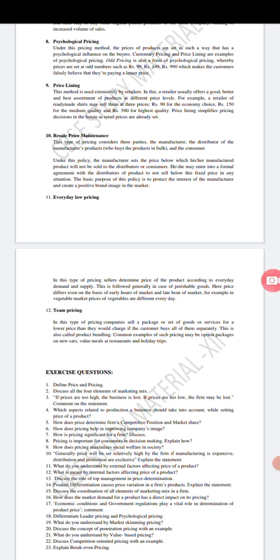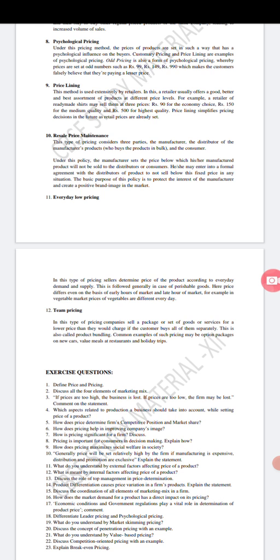Let's study the definition. This type of pricing considers three parties: manufacturer, distributor of manufacturer's product. I told you distributor means wholesaler, retailer. Same is written here. Wholesaler, as we know, buys the product in bulk. So they are talking about wholesaler and consumer.